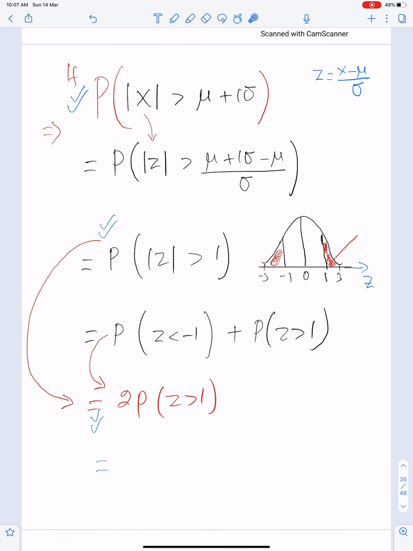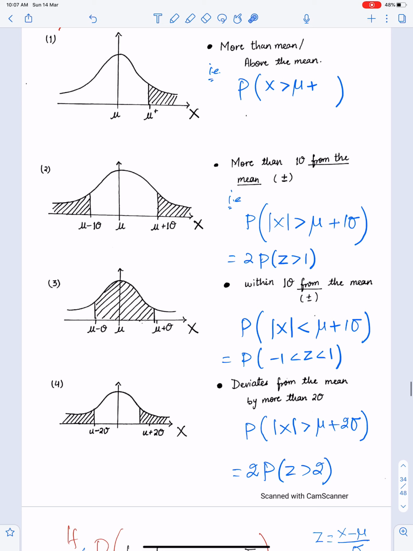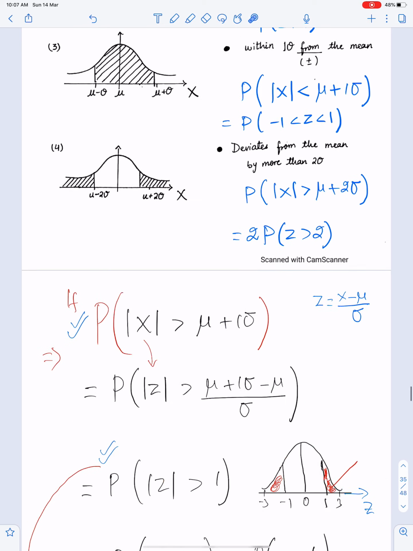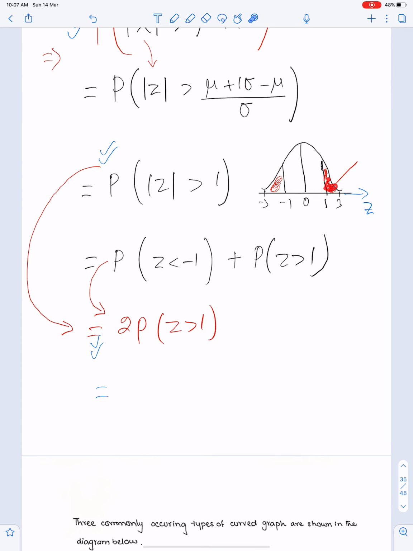So, when you write this in a modulus z form, you need to write mu plus 1 sigma minus mu over sigma. Mu and mu will be cancelled, sigma and sigma will be cancelled, so you'll get 1. See, I wrote 1 directly here. That's the logic. And you need this area and this area, so you just need to find this area and multiply this by 2. So this is the way to remove modulus. Z less than minus 1, z greater than 1.